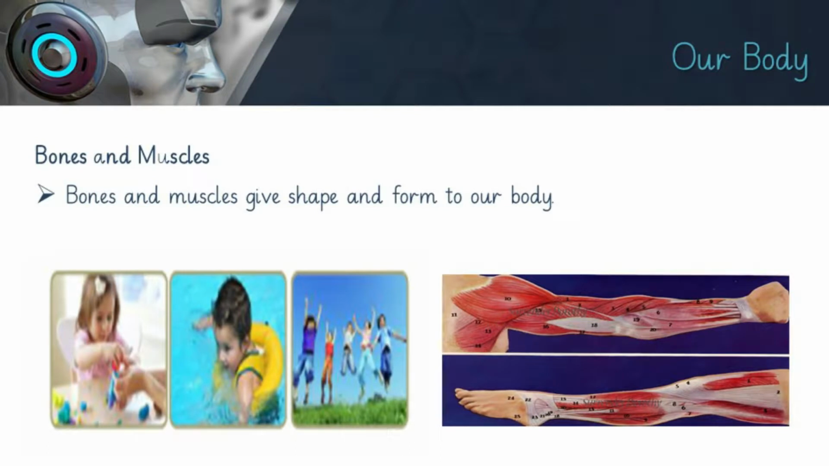Bones and muscles help us to move, work, and play. Besides this, bones and muscles give shape and form to our body. If you observe the given pictures of arm and leg, you can see that skeleton or muscles alone cannot give shape or form to our body. But both of these together are very important to give shape and form to our body.